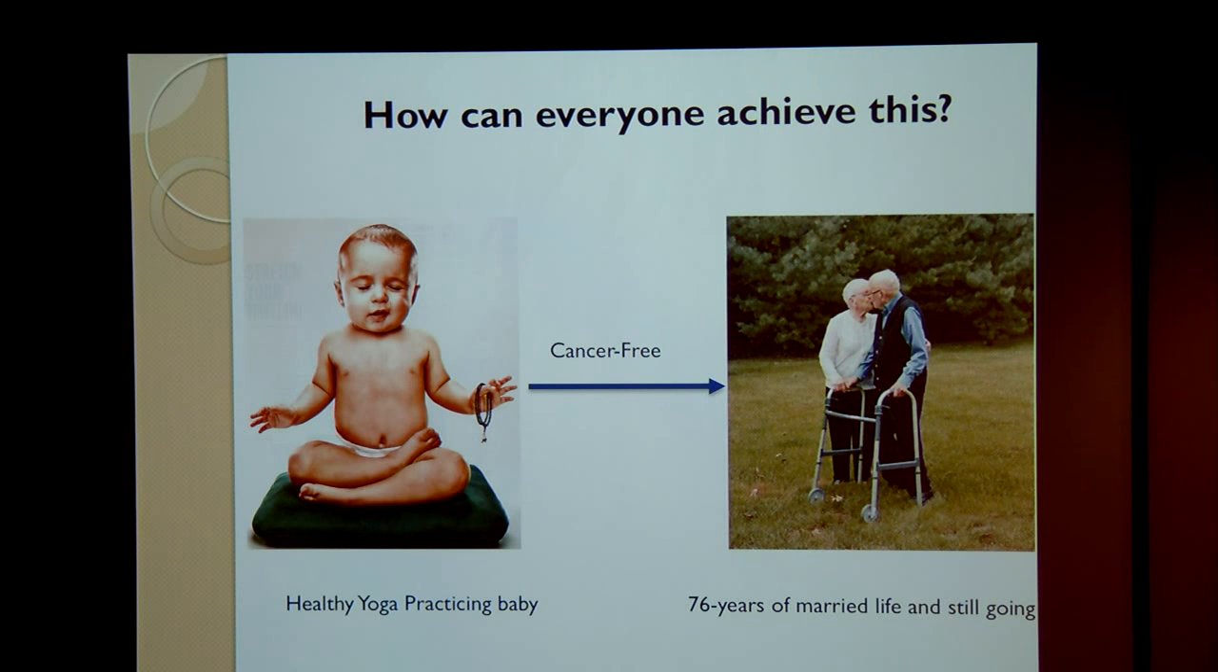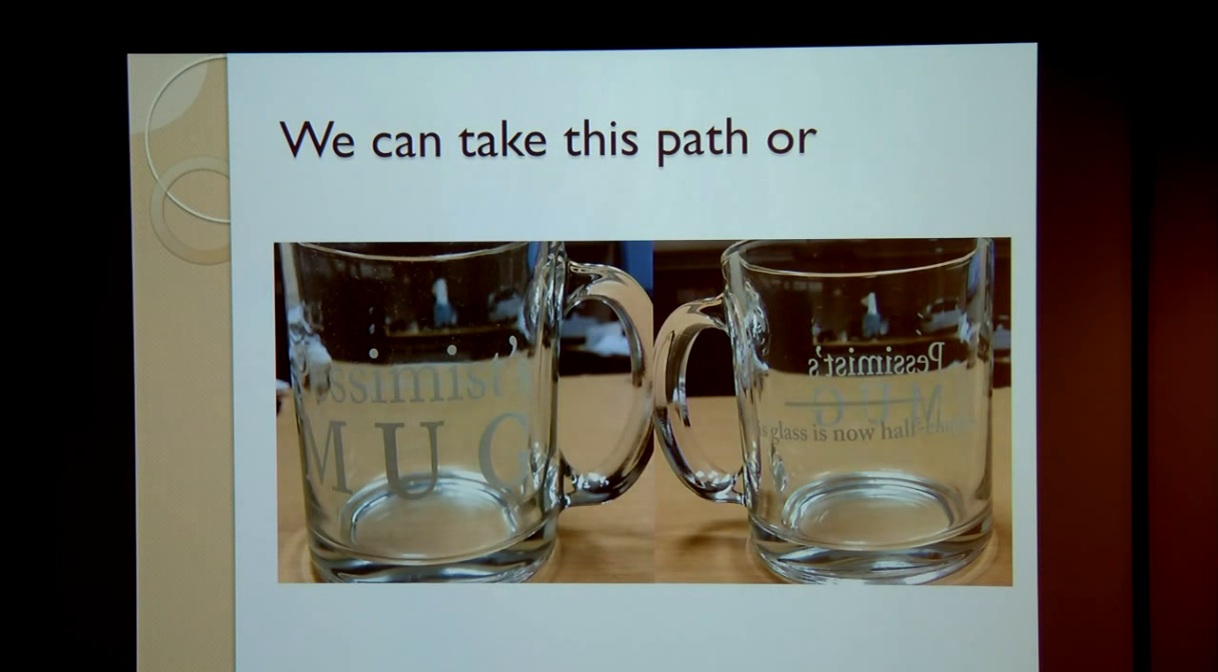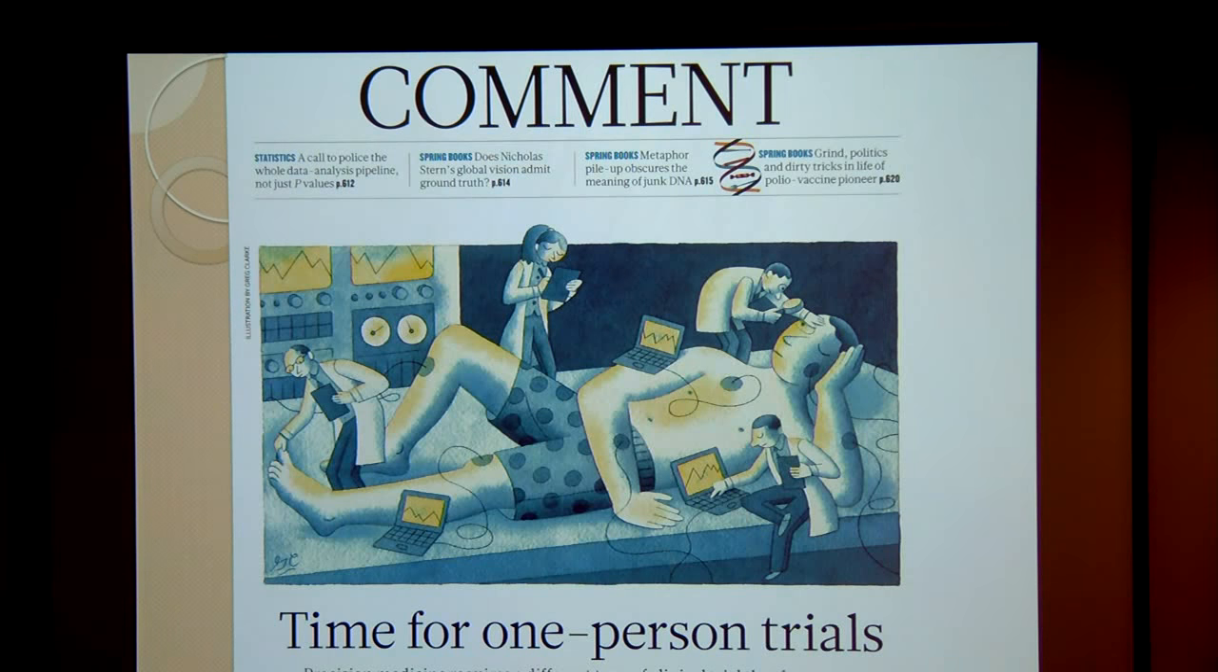A yoga practicing baby to a 76 year married life still going strongly. Based on the data I presented to you, you can look it up like this. We can take this path or feel pessimistic, glass is half full or half empty, whichever way you want to take it. Or we can start thinking differently.